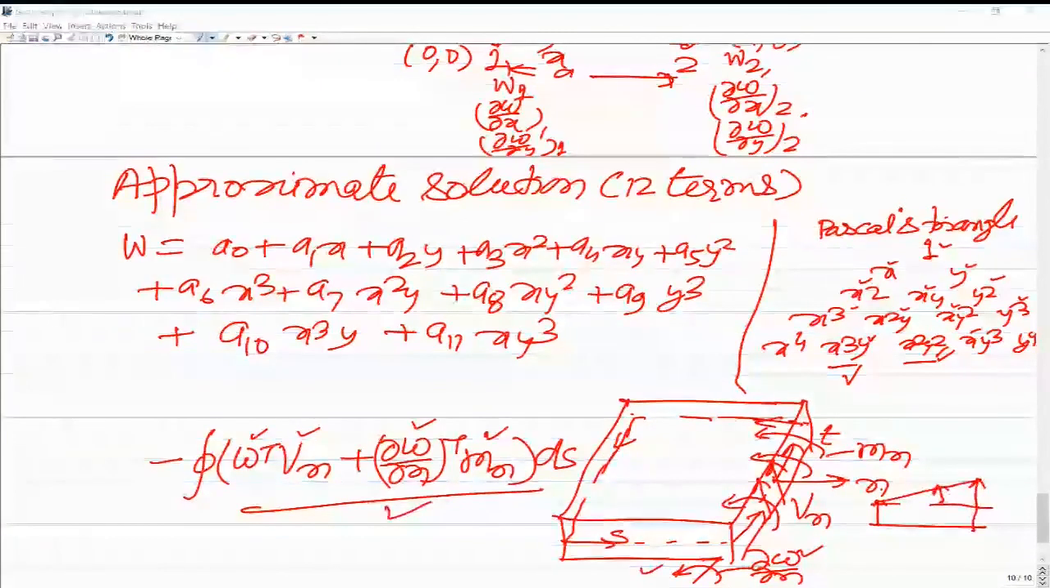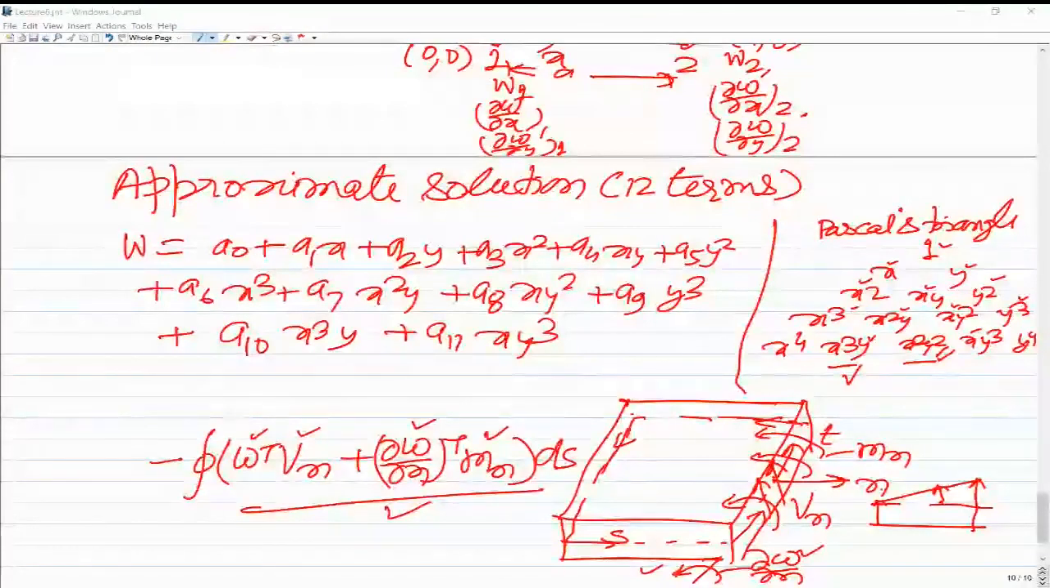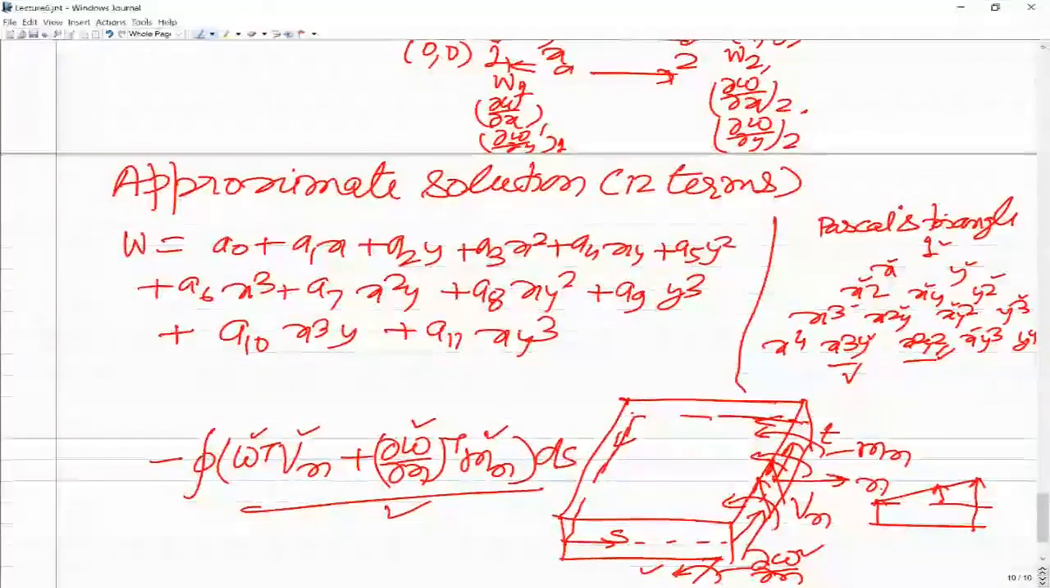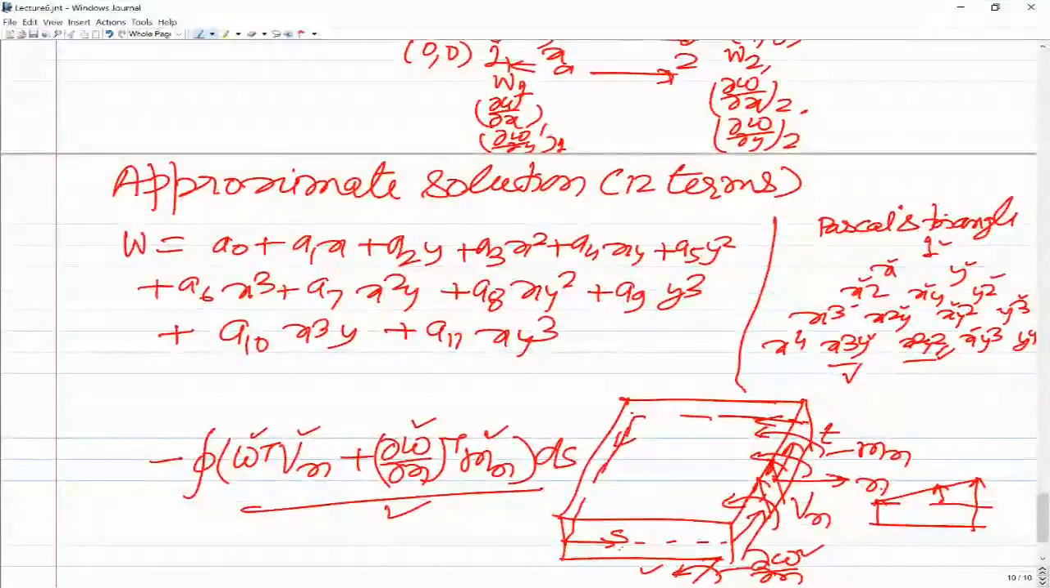Sir, here, does the direction of integration matter? How do we take into account the direction of S? Yeah, so for the direction of S, suppose for the plate or the element, I am taking the counterclockwise direction as the positive direction for S. So I am traversing the boundary like this.